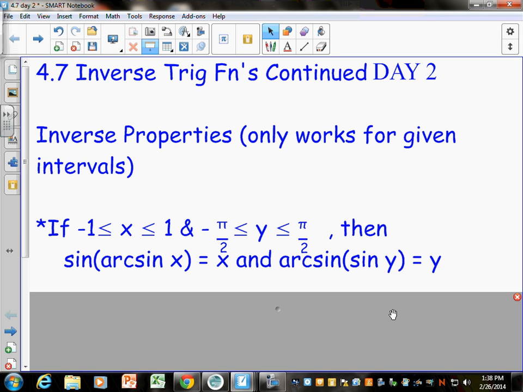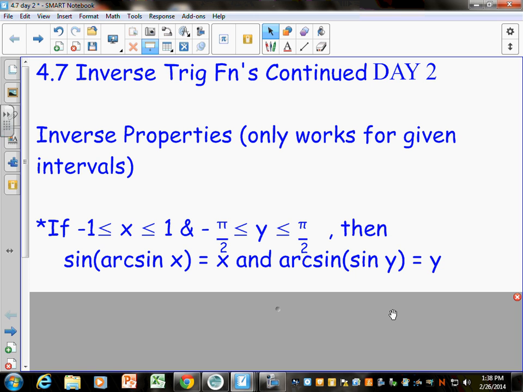It says, if x is between -1 and 1, that's the domain of arcsine. And if y is between -π/2 and π/2, that's the range for arcsine. If that's true, then when you take the sine of arcsine of some value, you're going to get the same answer. And that's just the definition of inverses, right?